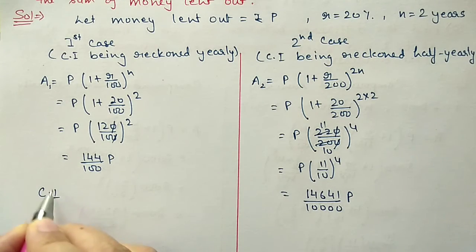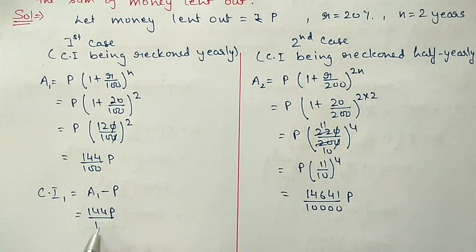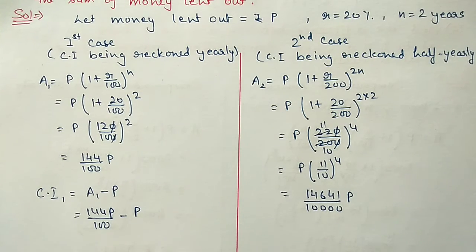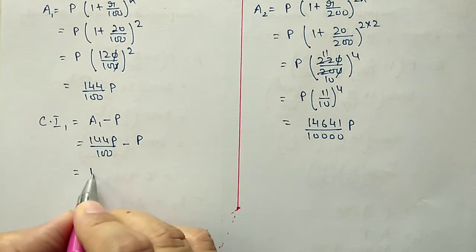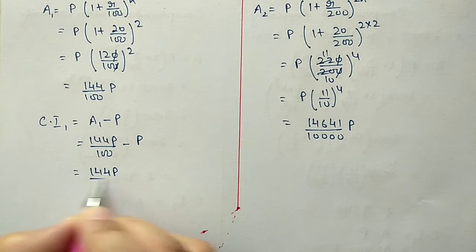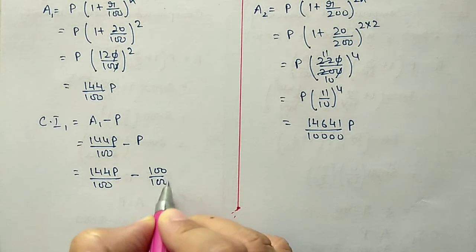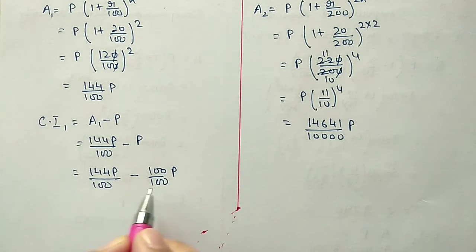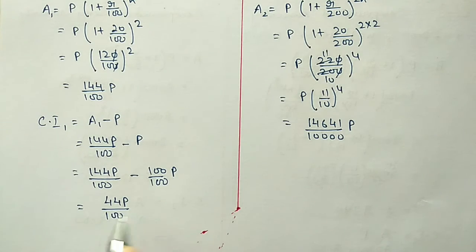Now compound interest in the first case is amount minus principal, 144 P by 100 minus P. So P we can change into 100 P by 100 to make the denominator the same. Now the denominator is the same, the numerator we can simplify. We will get 44 P by 100.